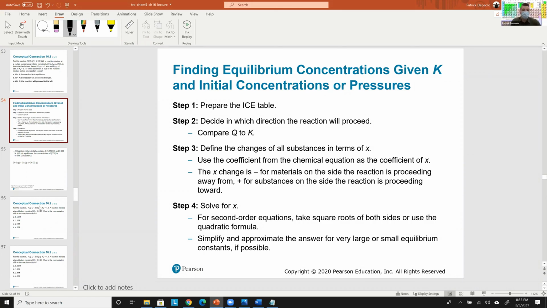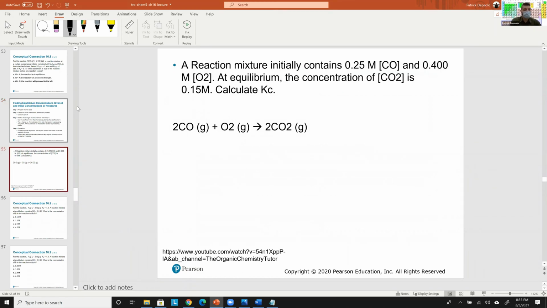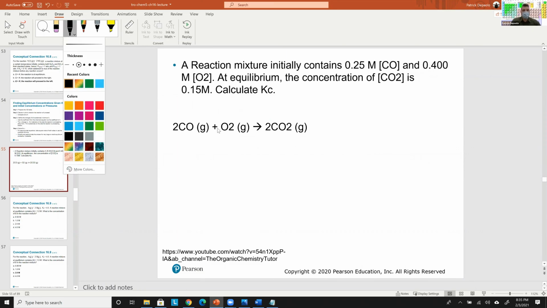All right, so an ice table, what is it? You can find equilibrium concentrations using initial concentrations or pressures, or you can find K using this information. You can find a lot of things, but they all work exactly the same way. This is why practice is key. So we'll just do examples, and I'll show you how to set it up.